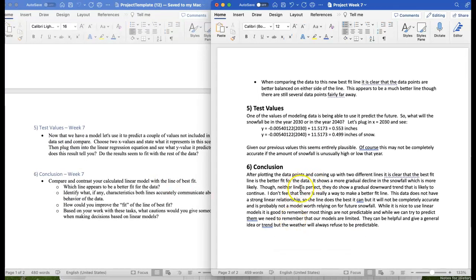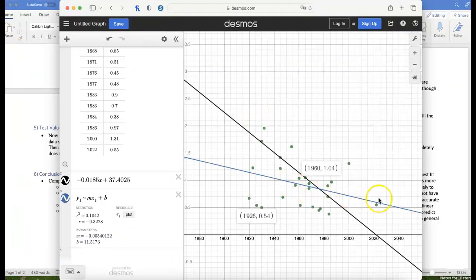So in conclusion, for me and mine, some of the models are all different, so don't expect to get the same answers if someone else chooses a different data set. Some of these are going up, some are going down. Some are better models than others. Mine's probably not a great model. If you're really looking at this, it's not perfect. You've got dots on both sides that are far away.